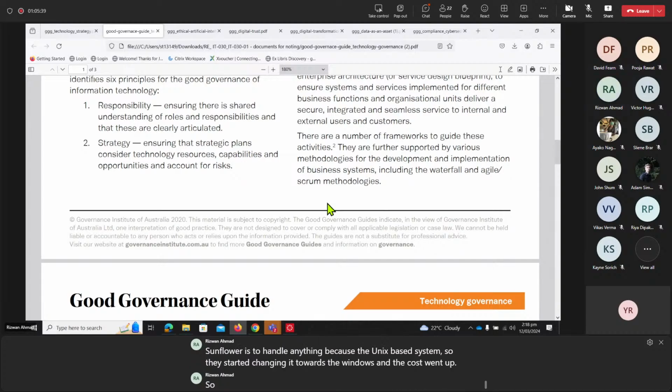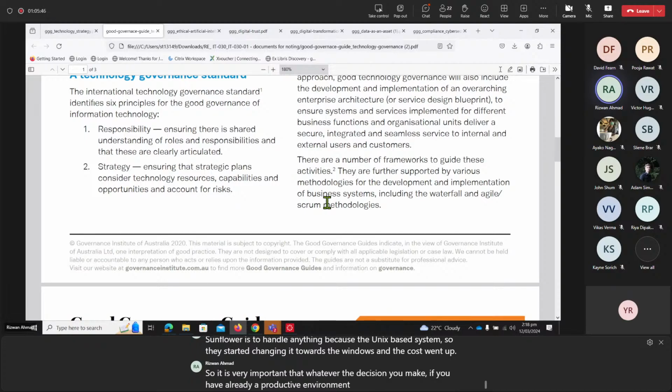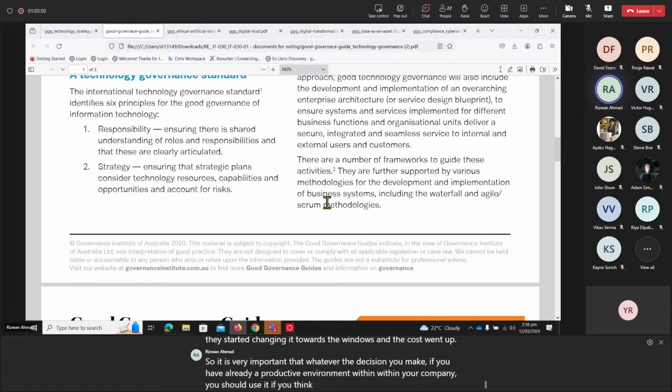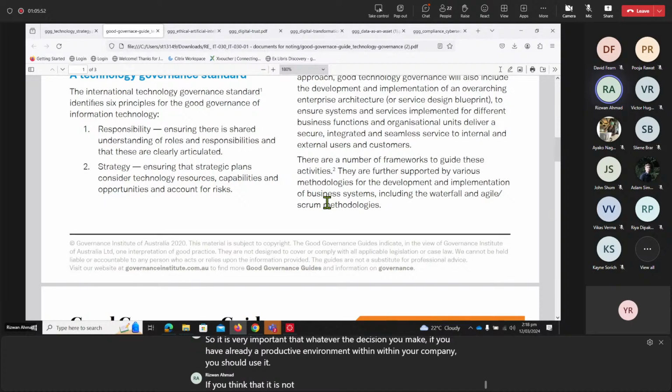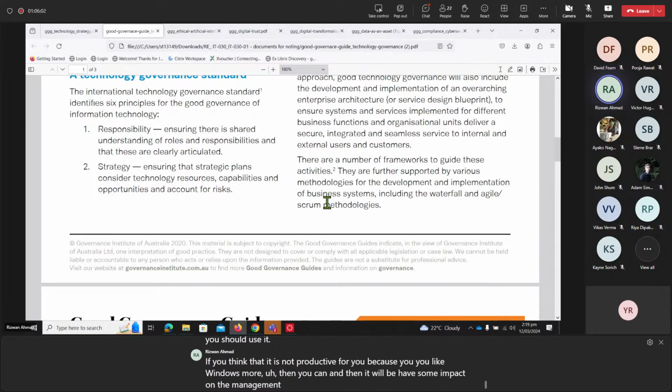So it is very important that whatever decision you make, if you already have a productive environment within your company, you should use it. If you think that it is not productive for you because you like Windows more, then it will have some impact on the management of ICT also.